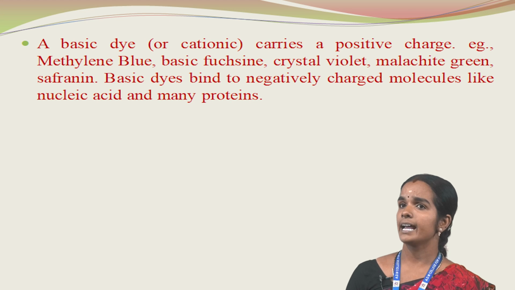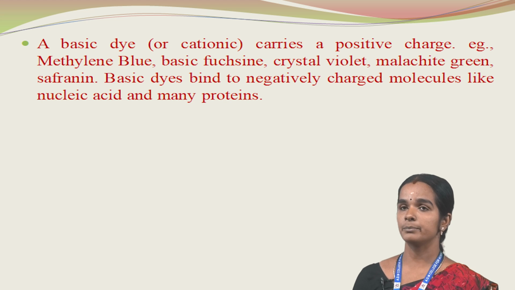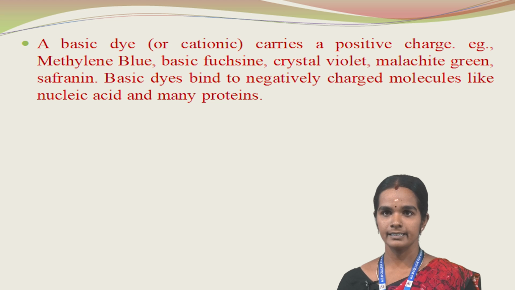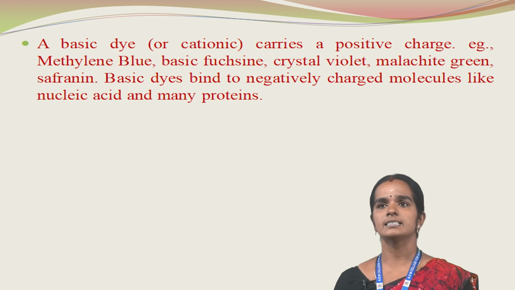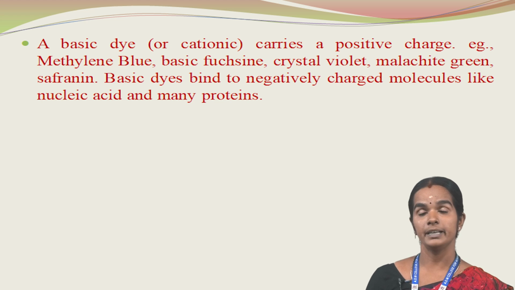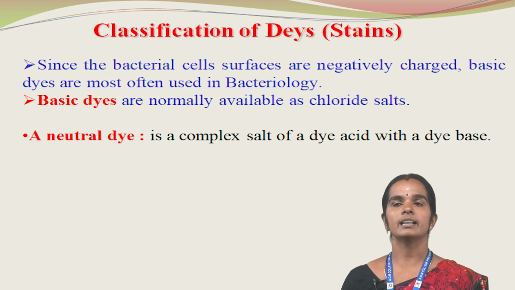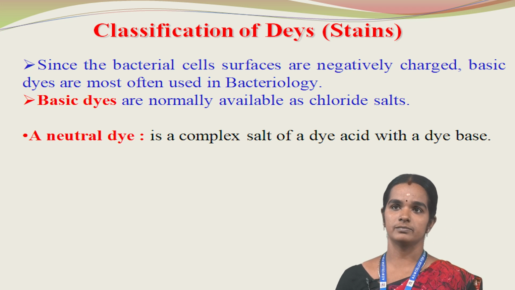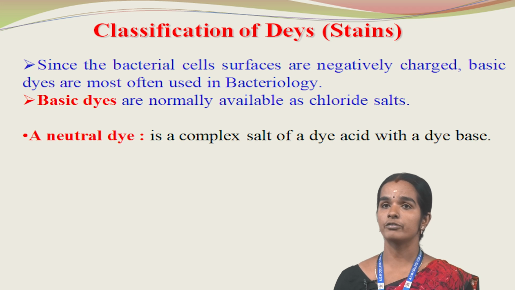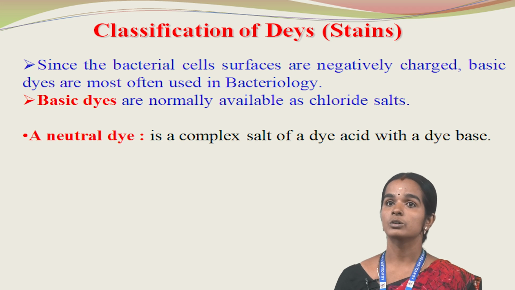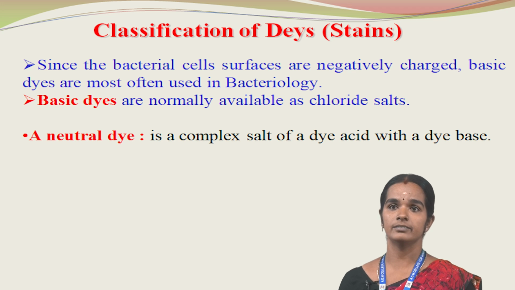A basic dye carries a positive charge, for example, methylene blue, basic fuchsin, crystal violet, malachite green, safranin. Basic dyes bind to negatively charged molecules like nucleic acids and many proteins. This is also classification of dyes. Since the bacterial cell surfaces are negatively charged, basic dyes are most often used in bacteriology. Basic dyes are normally available as chloride salts. A neutral dye is a complex salt of an acid dye with a dye base.